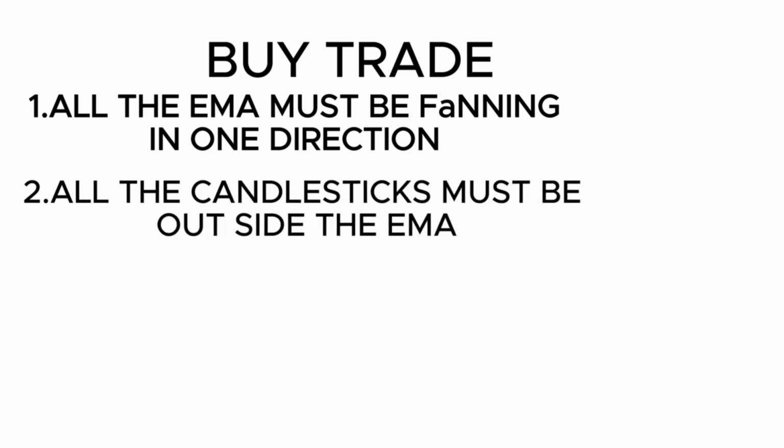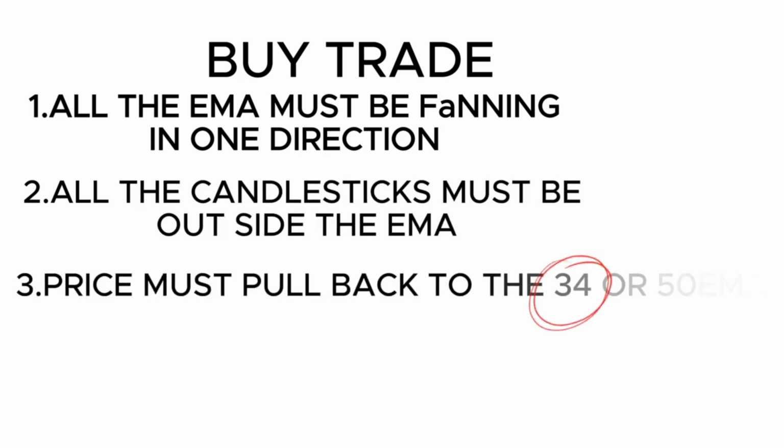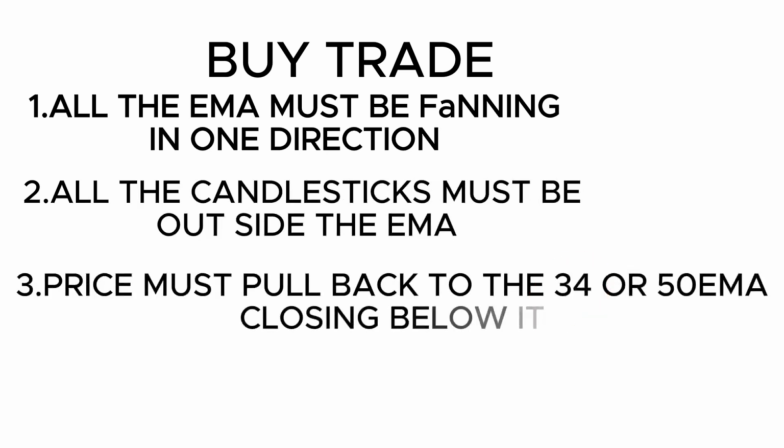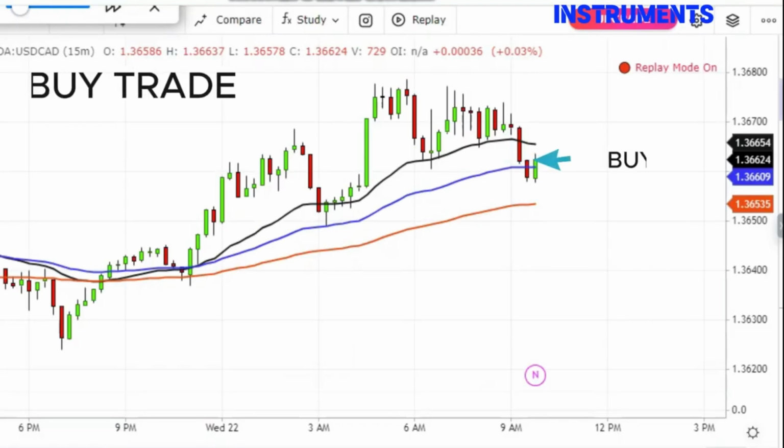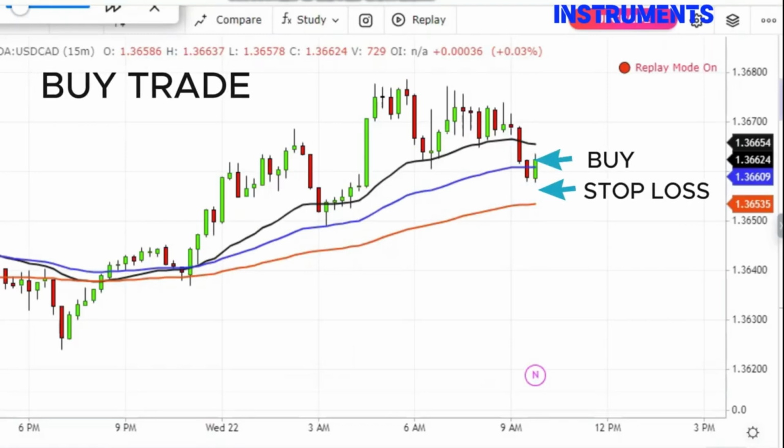The third condition is prices must pull back to the 25 or the 50 EMA closing below it. The last condition is prices must pull back closing above the 25 EMA. When that happens, we place our buy trade right here and our stop loss below the 50 EMA, and we target a 1 to 2 as our take profit.